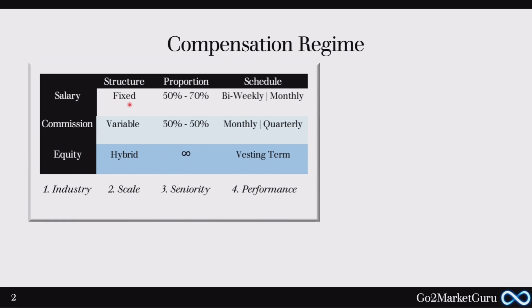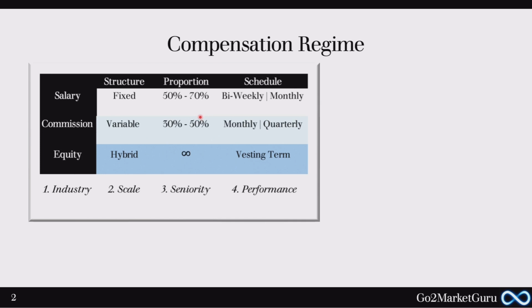So salary is fixed. You get it bi-weekly or monthly. Commission is variable. Every time you make a sale, you will get commission, and it will come either monthly or quarterly. And as far as proportion goes, a simple standard is 50-50. 50% of your remuneration will be in salary and 50% will be in commission, but that very much does depend on how much you sell.